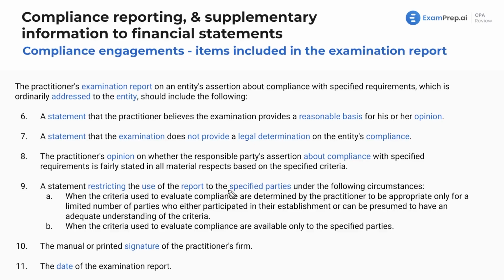Another example, we could have a not-for-profit organization or a company receiving a federal grant, receiving money from the federal government. And with that, that federal governmental agency might want a compliance engagement done to make sure that government money is being used properly. Some more examples of what we might see when it comes to this. We're going to want to see a manual or printed signature of the firm and the date it was done. Looking good there.